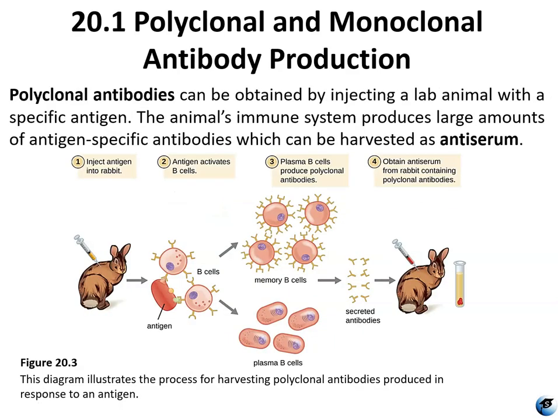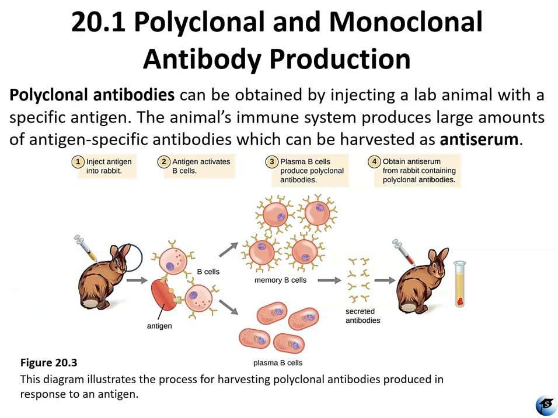Polyclonal antibodies can be obtained by injecting lab animals with an antigen, and what happens next is the animal's own immune system will make a whole bunch of antibodies that are specific to that antigen. And then when you harvest those antibodies from the animal, that is what is called antiserum. So that's what they're showing here in figure 20.3.